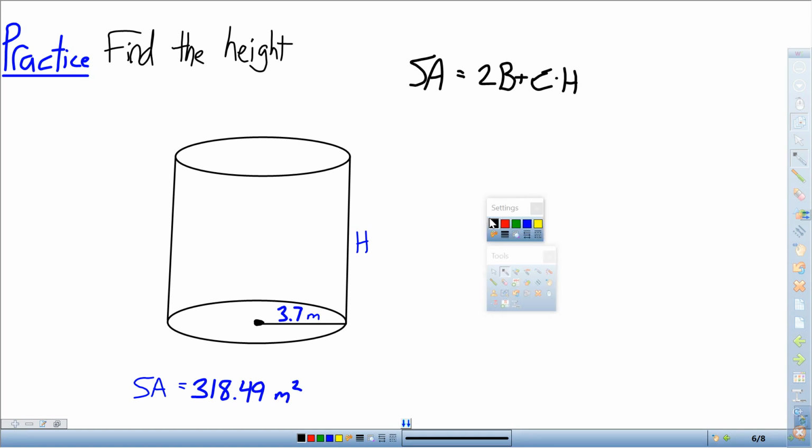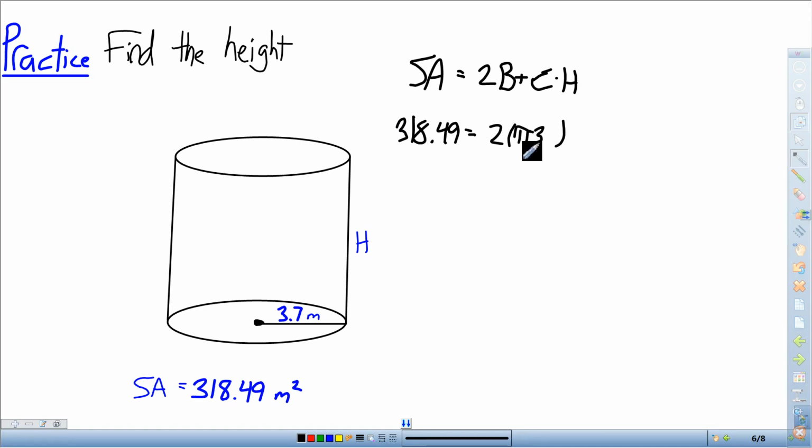Okay, so let's plug in what we know. Surface area is 318.49, which equals 2 times the area of the base, pi r squared, where our radius is 3.7, plus our circumference, 2 pi 3.7, times the height. Sorry, it should have been a plus sign. And again, I'm going to treat this like a two-step equation.